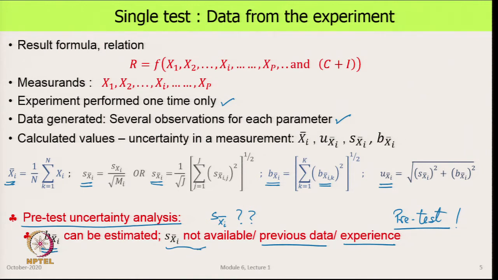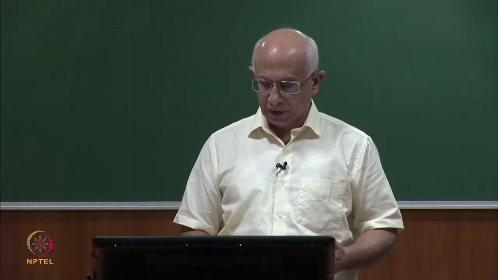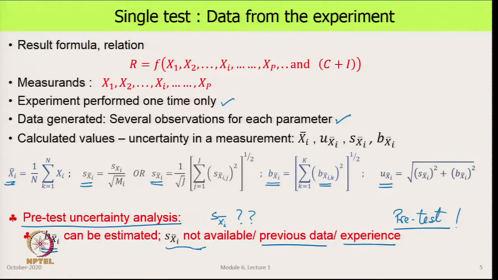So, in the whole experimentation process, when we talk of pre-test uncertainty analysis, this is what we would do, and we take care that the multiple test option is not available to us, single test is what we have to look at. The random standard uncertainty is not there, but we can estimate it from previous data or experience and complete our pre-test uncertainty analysis. In post-test uncertainty analysis, everything is there with us, no issues.